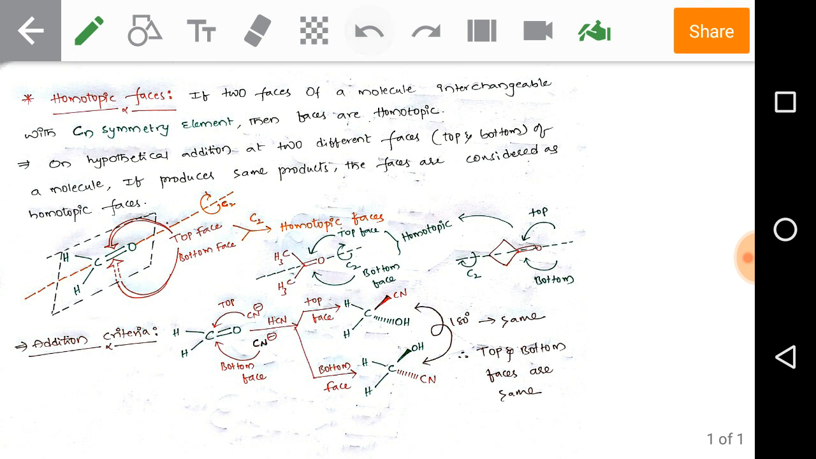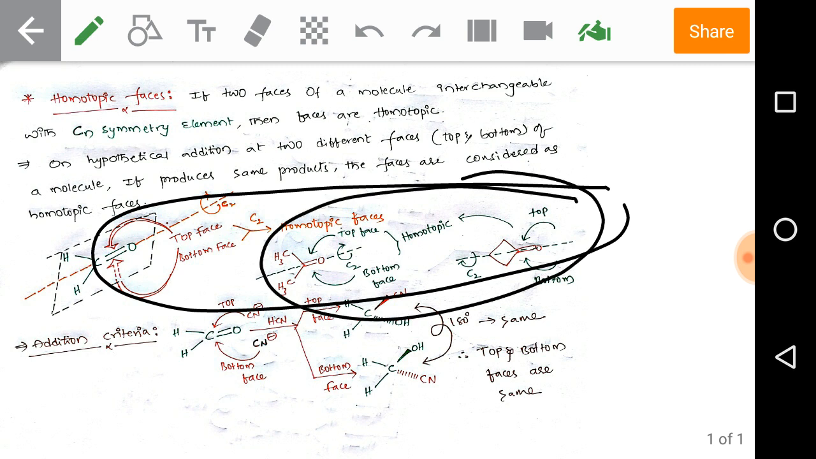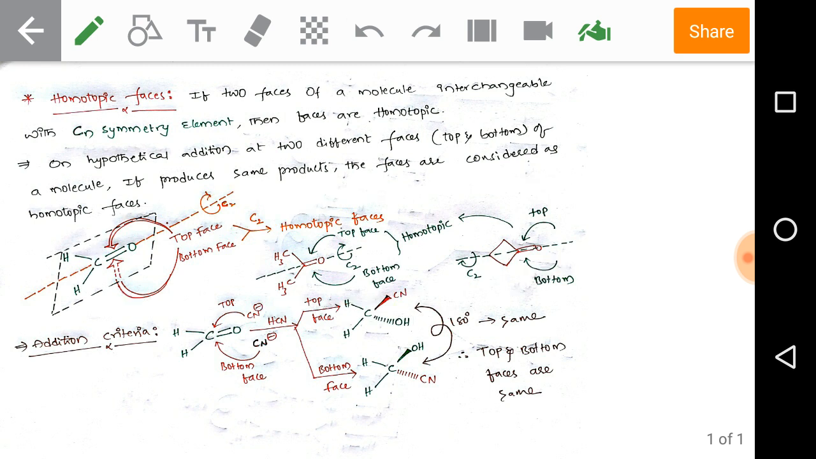Right, now just take another, that is addition criteria. If we check addition criteria, in these examples we have taken based on symmetry operations. Okay, by just taking symmetry operations, we can produce homotopic relationship in the top face attack or bottom face attack. Okay, due to the possibility of symmetry operations, right? And hence we call them homotopic faces. Now consider addition criteria.